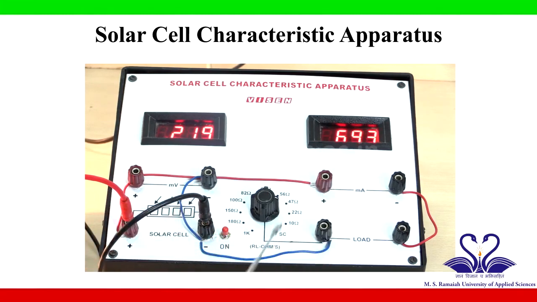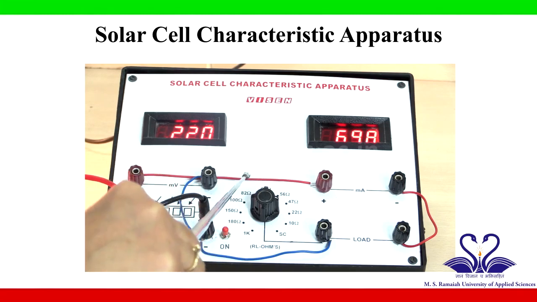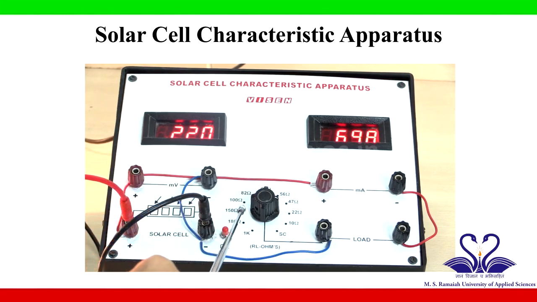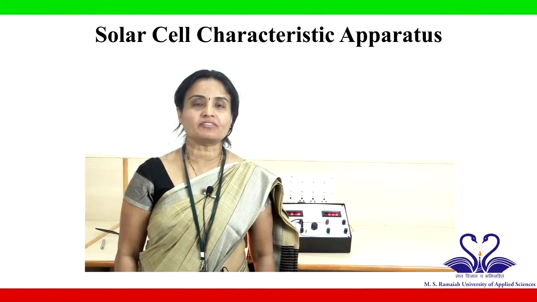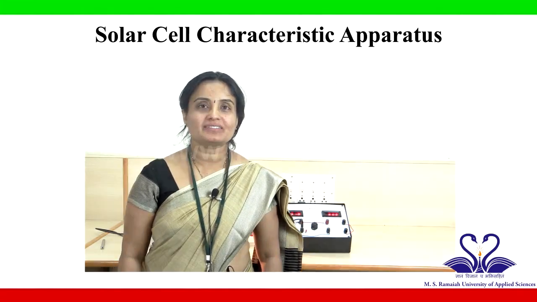Repeat this for all the values 47 ohm, 56 ohm, 68 ohm, 82 ohm, 100 ohm, 150 ohm, 180 ohm and 1 kilo ohm. At all these trials, record the values of the current as well as the voltage. From the recorded values of voltage and current, plot the graph by taking voltage along the y-axis and current along the x-axis, which will give the VI characteristics of the solar cell.